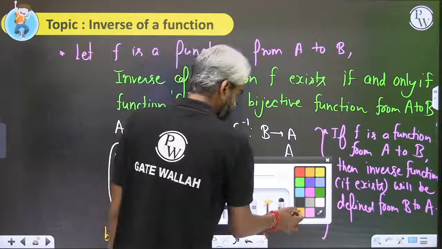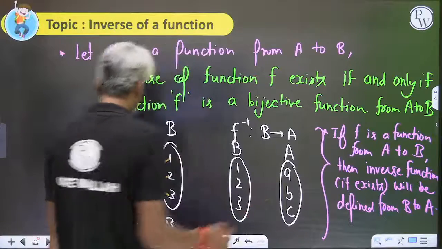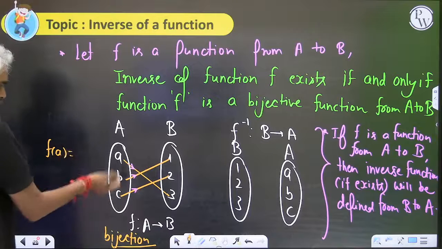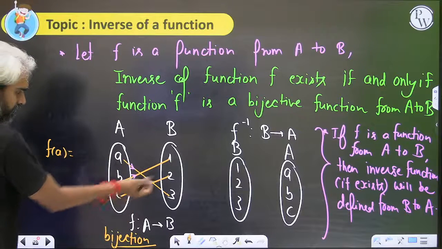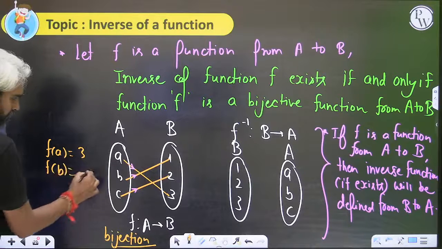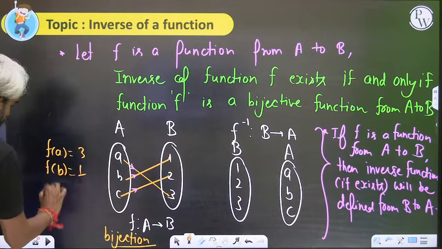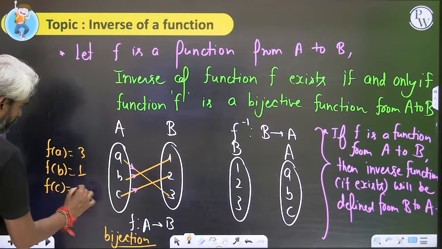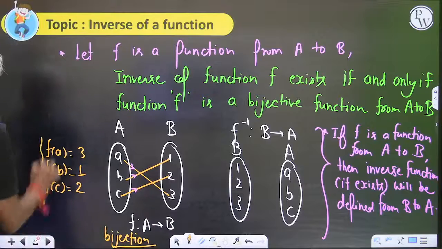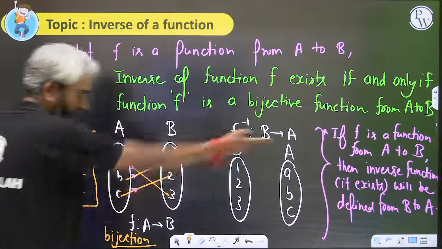Now, from here, what do we know? We know that f of a, that is, if we pass element a in function f, then it will return 3. f of a equals 3. So what will be f of b? f of b actually equals 1. What is f of c? f of c will be equal to 2. Now, if this is the case, then please try to understand what happens here.